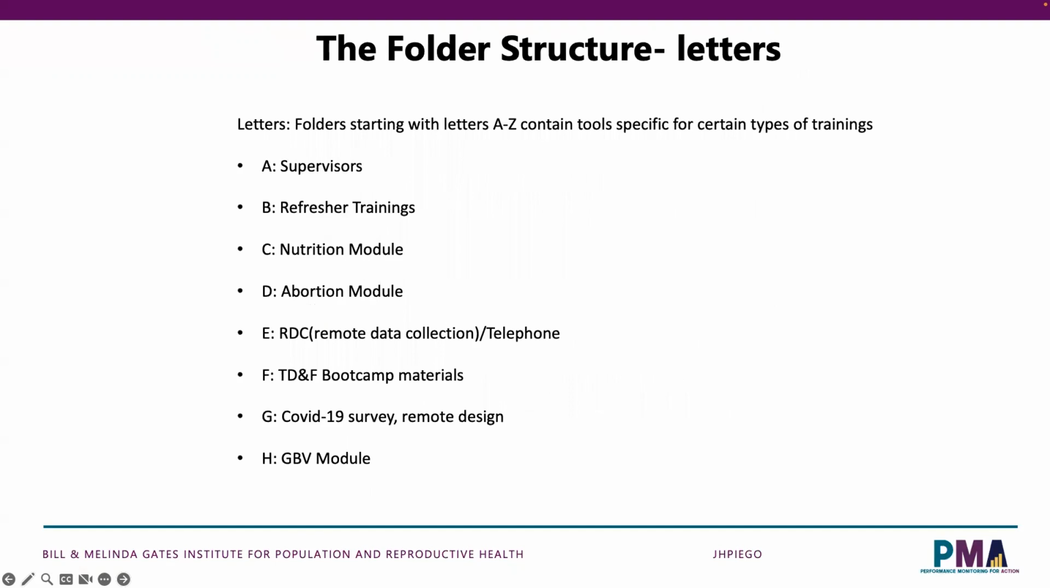If you continue to scroll down through the basket and past the numbered folders, you'll find folders that are organized by letters in alphabetical order. These folders contain tools that are specific for certain types of trainings, such as a training for the gender-based violence module, for example, which can be found in folder H, or training specifically for supervisors, which can be found in folder A.